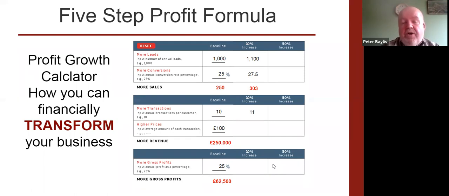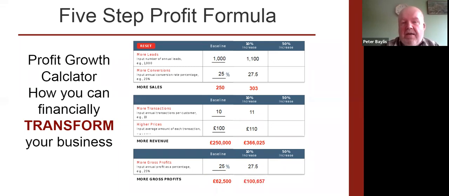Transactions up to 11 per client, and higher prices. Again, if we put the prices up by 10%, it would give £110, giving a revenue of £366,025. And with a 10% increase of gross profits to 27.5%, that gives a bottom line of 100,000.